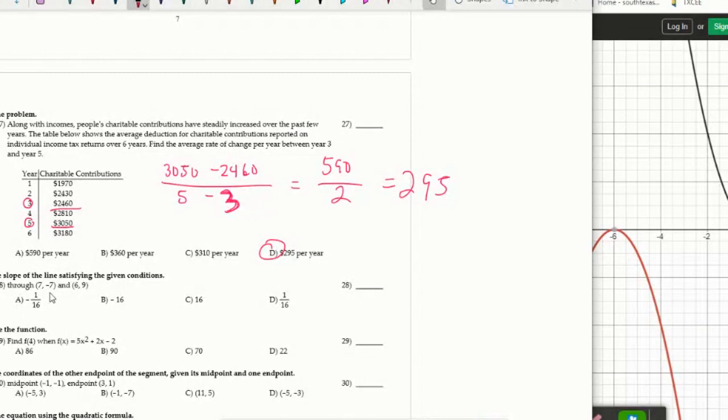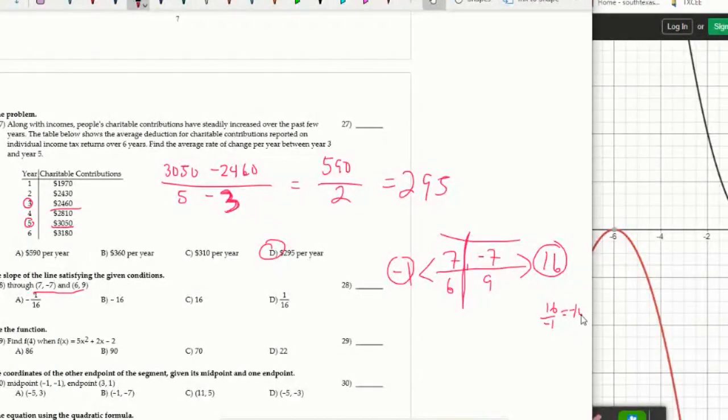All right. Find the slope of the line satisfying the given condition. Okay. So we have these points. Best thing to do is to make it into a table. So from right here is -1. Right here, it is 9 and 7, which is 16. Then this number, and I divide it by this number, which is 16 over -1, which is -16.